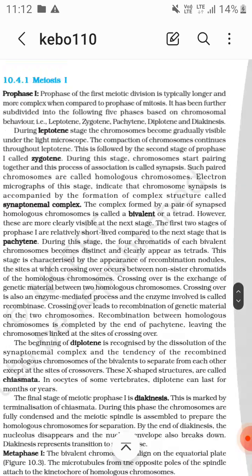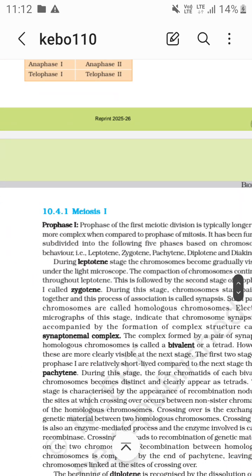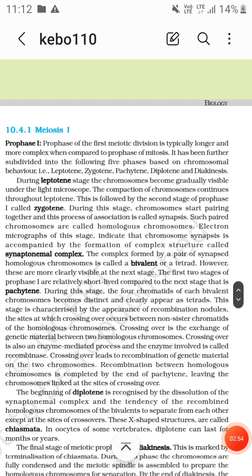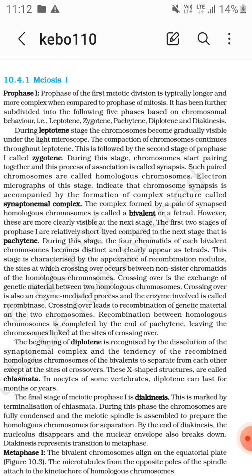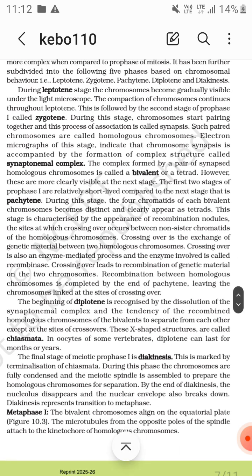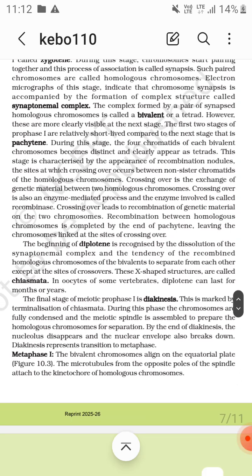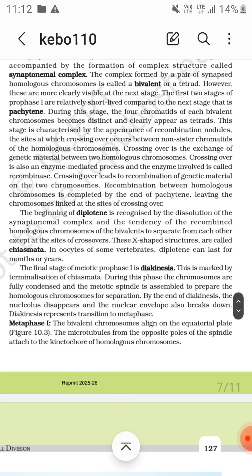So this was prophase 1 of meiosis 1. It includes leptotene, that is compaction of the chromosomes; zygotene, with synaptonemal complex formation and the synapsis process, which includes bivalent and tetrad; and pachytene, which includes crossing over, that is recombination, leaving the chromosomes linked at the sites of crossing over. The fourth is diplotene, which contains X-shaped chiasmata structures, and diakinesis involves terminalization of chiasmata.